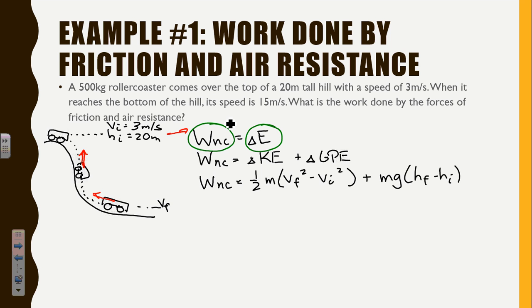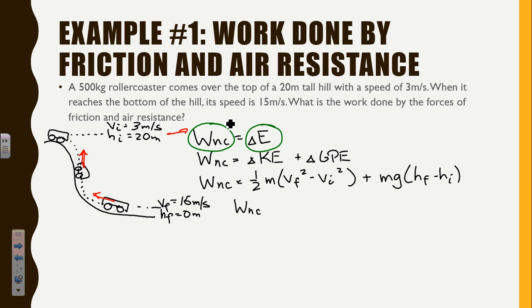So we want to know what is the work that's being done by these things if it reaches a speed of 15 meters per second when it gets down here to the bottom, which we'll call 0 meters. All right. And so we have all of our heights and we have all of our velocities, initial and final, and that's going to give us enough information to go ahead and solve for the work of our non-conservative force. So let's go ahead and substitute all these values in here.